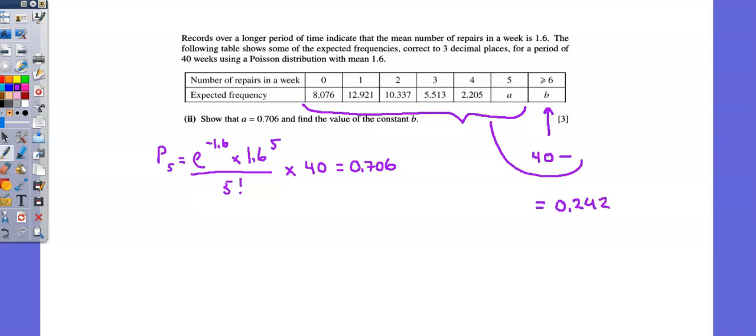0.242. If you were to calculate the Poisson using a value of 6, you'd get less than 0.242. That b needs to incorporate 6 or 7 or 8 or 100,000 or 20 million. As unlikely as those numbers are, they're non-zero probabilities. So the correct way to calculate the b, again, here is as a residual of 40 minus everything else.